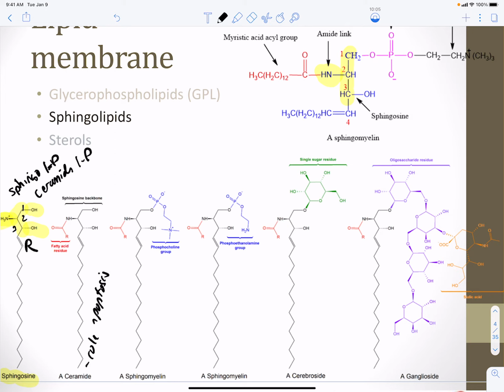So sphingomyelin is going to have different head groups. We have a phosphocholine attached, or an ethylamine over here attached. And so sphingomyelin is going to be important in nerve insulation. It's also going to be on the outer leaflet, so it's going to have a role in signal transduction.